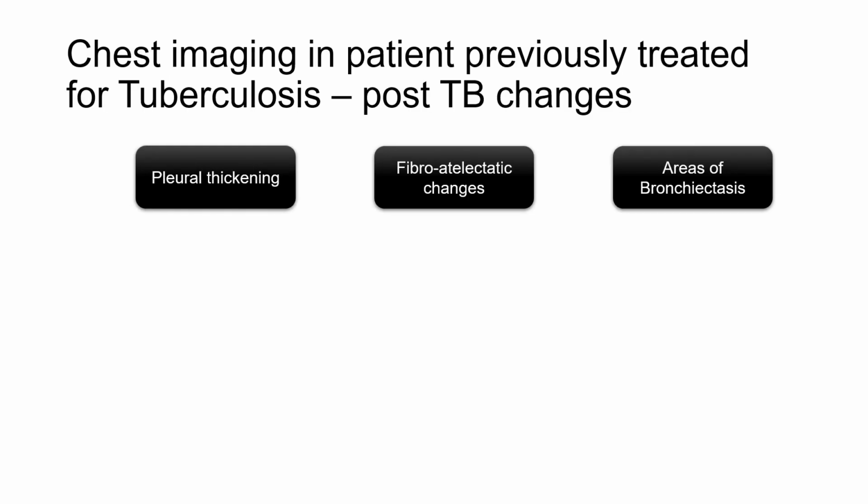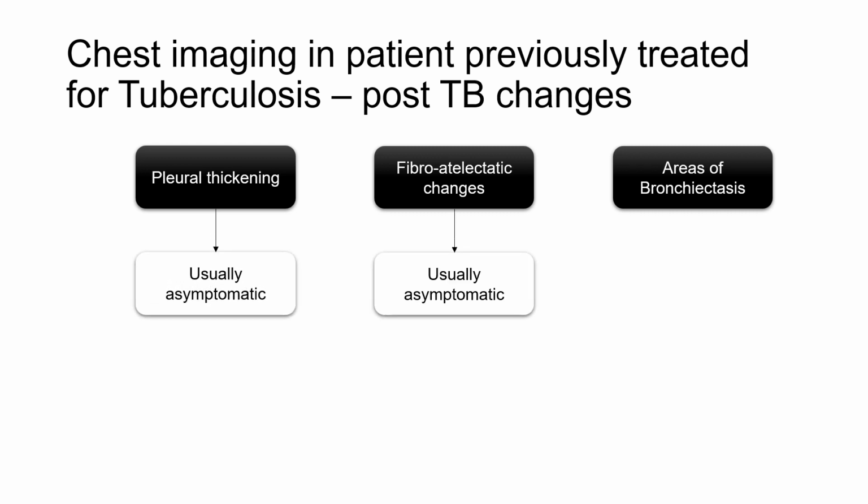So what is the chest imaging in a patient who has been previously treated for tuberculosis? What are the post-TB changes? Suppose a patient has been diagnosed to have tuberculosis and has been treated before. So what can be the post-TB changes that we see? So one is pleural thickening. Second is fibroatelectatic changes like we saw just now. And third is areas of bronchiectasis.